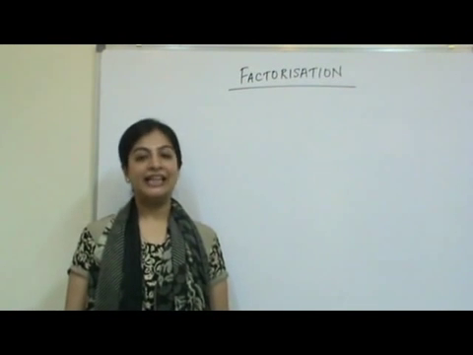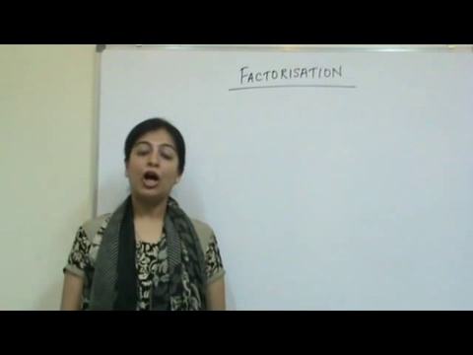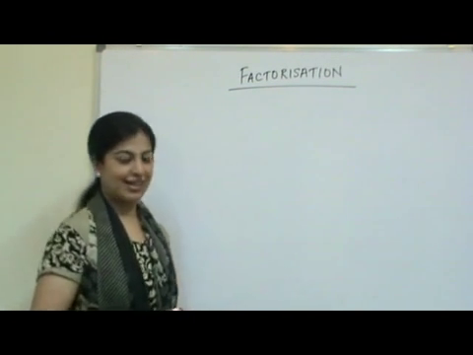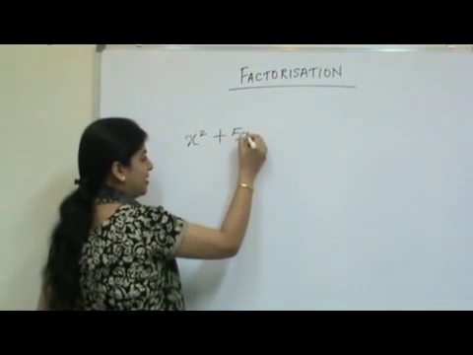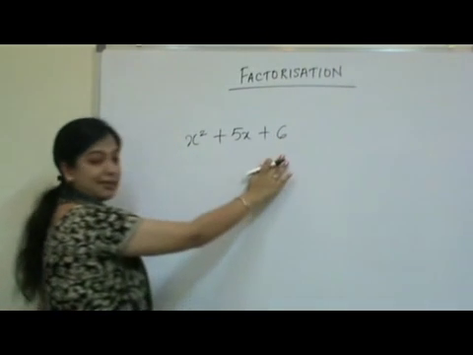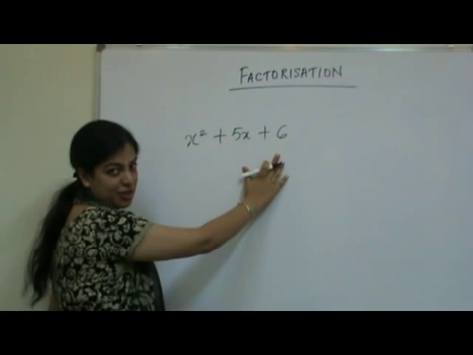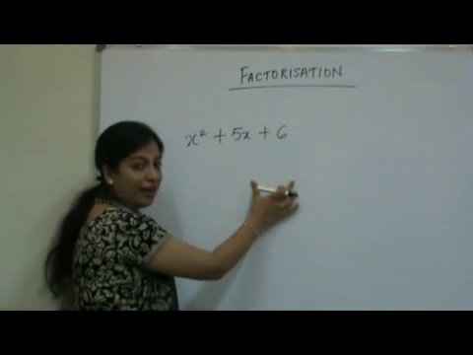Hello students, in this lesson we are going to learn how to factorize a quadratic trinomial. A quadratic expression is an expression having a degree 2. Let us understand this with the help of an example. x squared plus 5x plus 6. In this expression, the highest exponent of x is 2, so this is a quadratic expression. We have to learn how to factorize this as a product of two binomials.